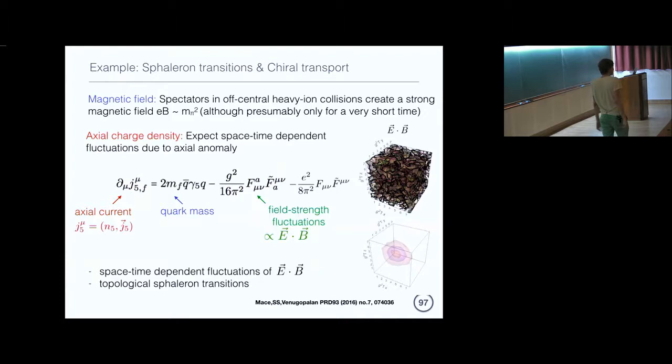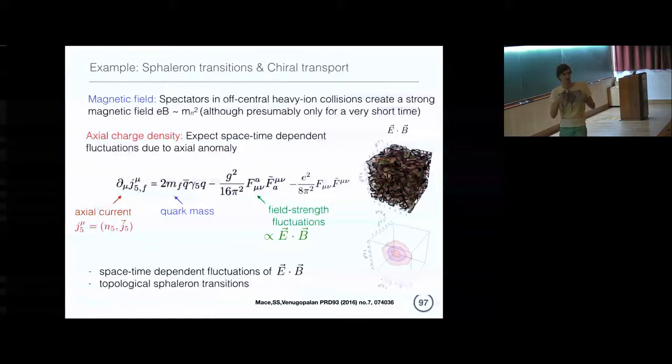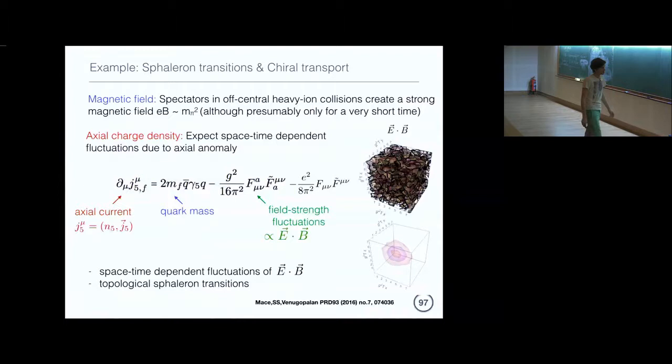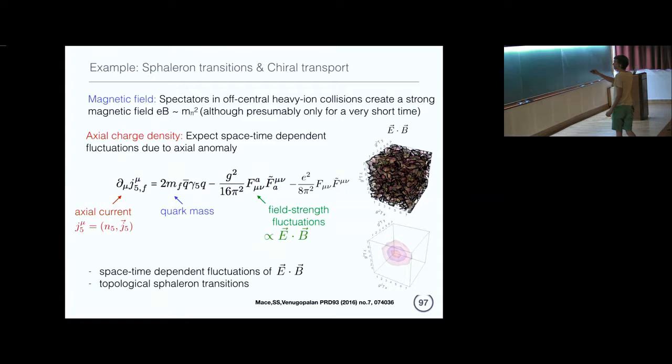Whenever you have a current that's not conserved, what do you expect it to do? Throughout its space-time evolution, it should generate large fluctuations. And what is the nature of these fluctuations? If you look at what can contribute to this F F-dual, there are really two different kinds of things that can go on. On the one hand, all the short distance physics can give you a contribution, and you can get this messy kind of thing.